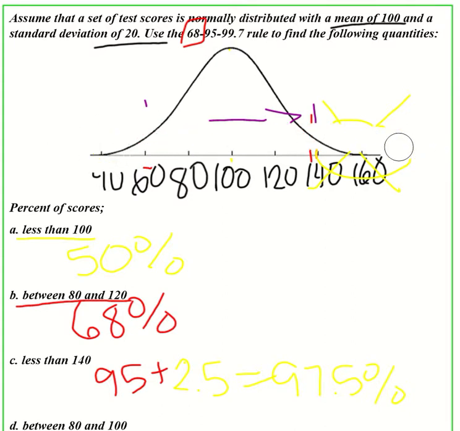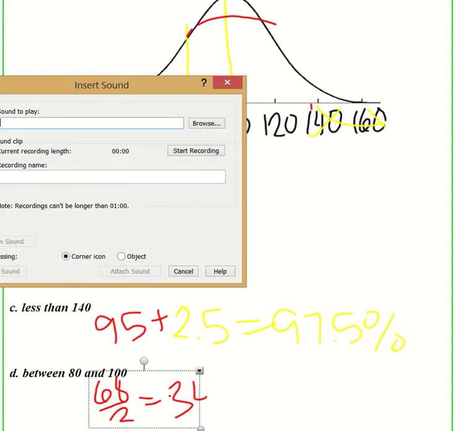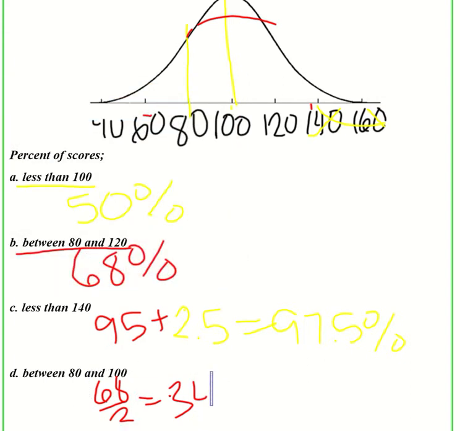That can be kind of confusing at times. Just remember that whenever it's saying that it's less than, and they're not just talking about the mean or the median, you're going to have to do a little bit more work to get some stuff included. So it says between 80 and 100 now. Well, 80 is here and 100 is here. And if you remember, 68% of the data lies between 80 and 120. So we're only using half of that data, so we go 68 divided by 2, and that gives us 34% of our data.